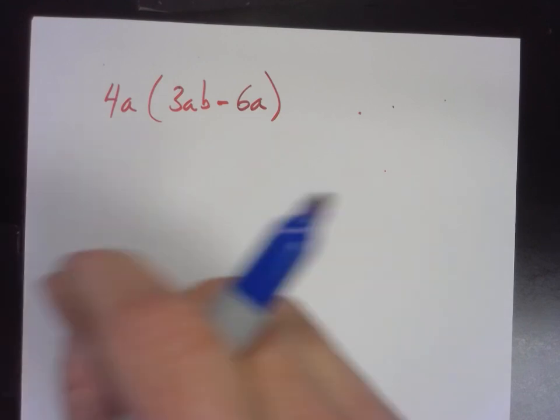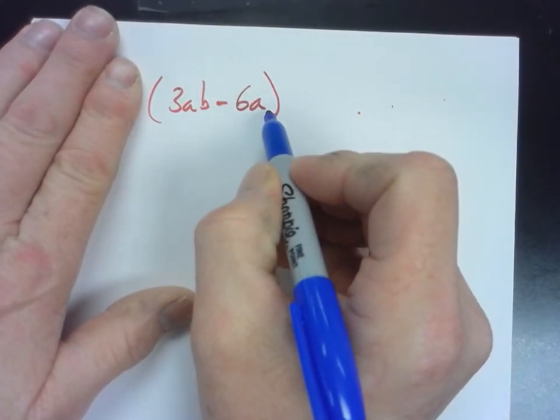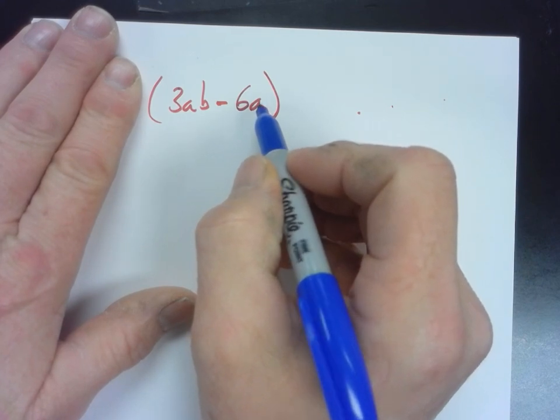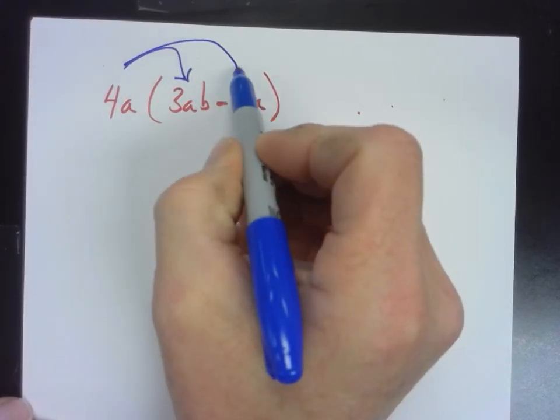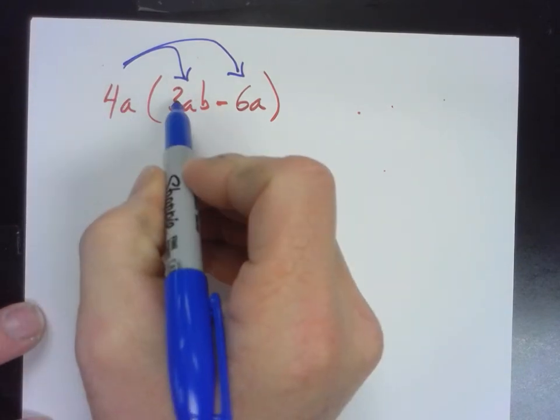Okay. Can we add those two terms together in the parenthesis? I see you shaking your heads. Why not? Yeah, they're not like terms. Okay. But can we multiply even if they're not like terms? We can multiply anything. So 4 times 3.